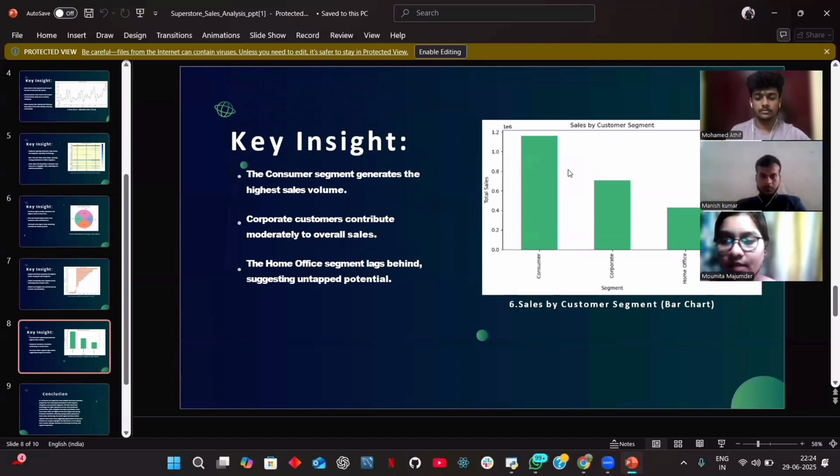This is the sales by customer segment bar chart. The consumer segment generates the highest sales volume. Corporate customers contribute moderately to overall sales. The home office segment lags behind, suggesting untapped potential.